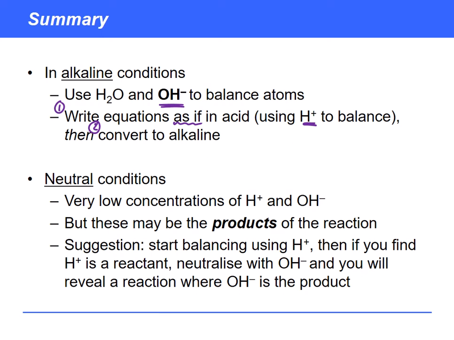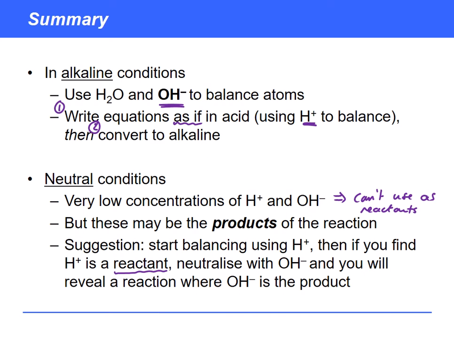Now, what about neutral conditions? Well, in those cases, we haven't really got a particularly high concentration of OH minus or H plus, but they could be the products of the reaction, so we can't use them as reactants. We can only have them as products. So my suggestion is, because it's easier, you start balancing using H plus, and if you find H plus is a product, then it's fine. But if you find that H plus is a reactant, then fundamentally what's going to happen is that you just simply need to neutralize your H pluses with OH minus, and you'll reveal a reaction where OH minus is the product.